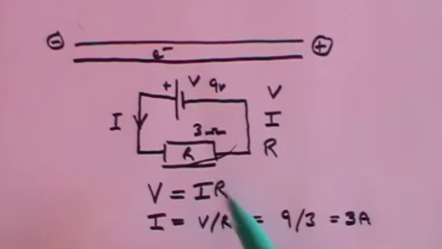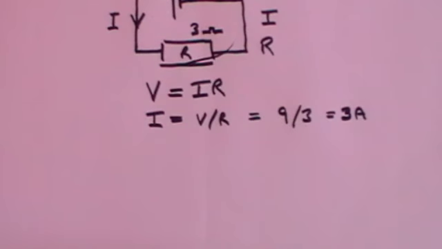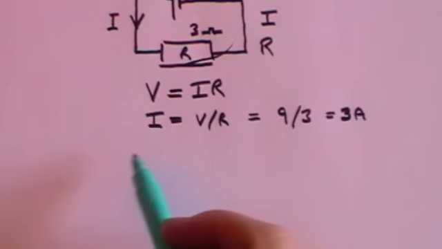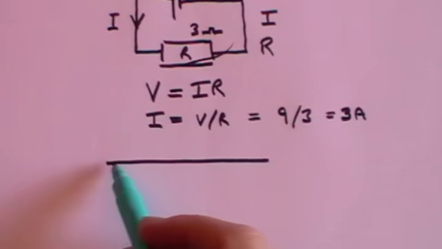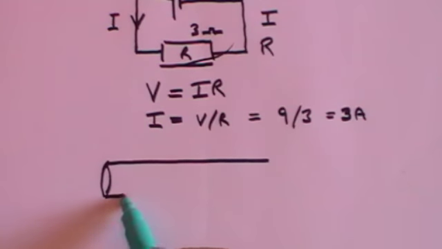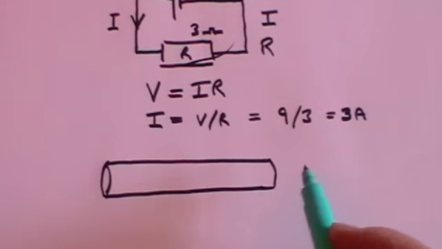Let's just think a little bit more about resistance. Why should there be a resistance to the flow of electrons? Well, we'll consider a wire.